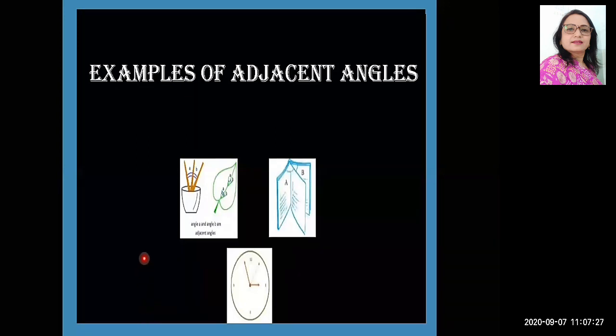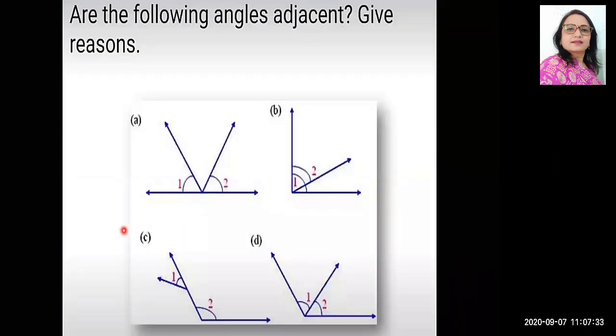Okay. Now it's revision time. See this slide and you have to answer it. Those who know the answer, please raise your hand so I can unmute you. The question is, are the following angles adjacent or not? Give reasons. If they are not adjacent, give the reason. The first question, in figure A, angle 1 and angle 2. Are they adjacent? Come on.